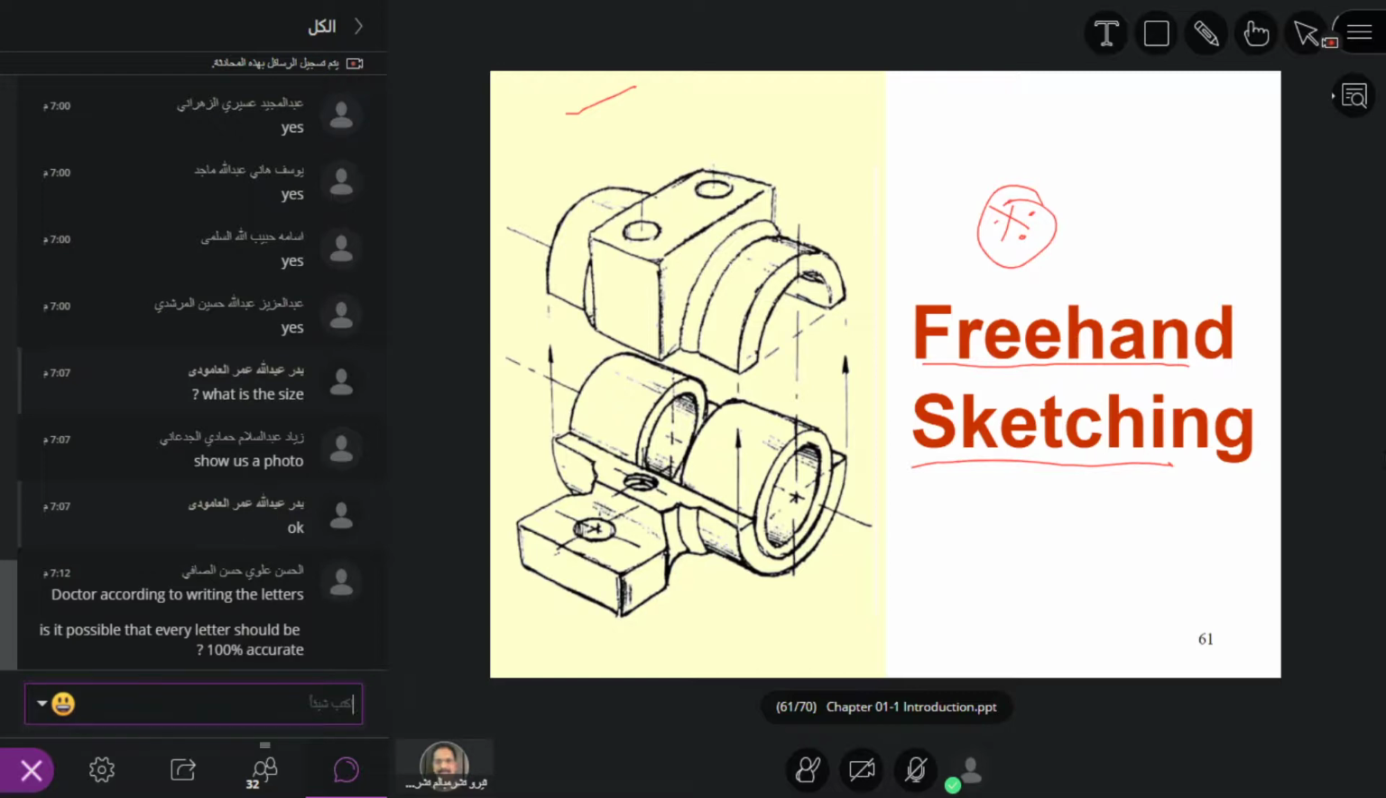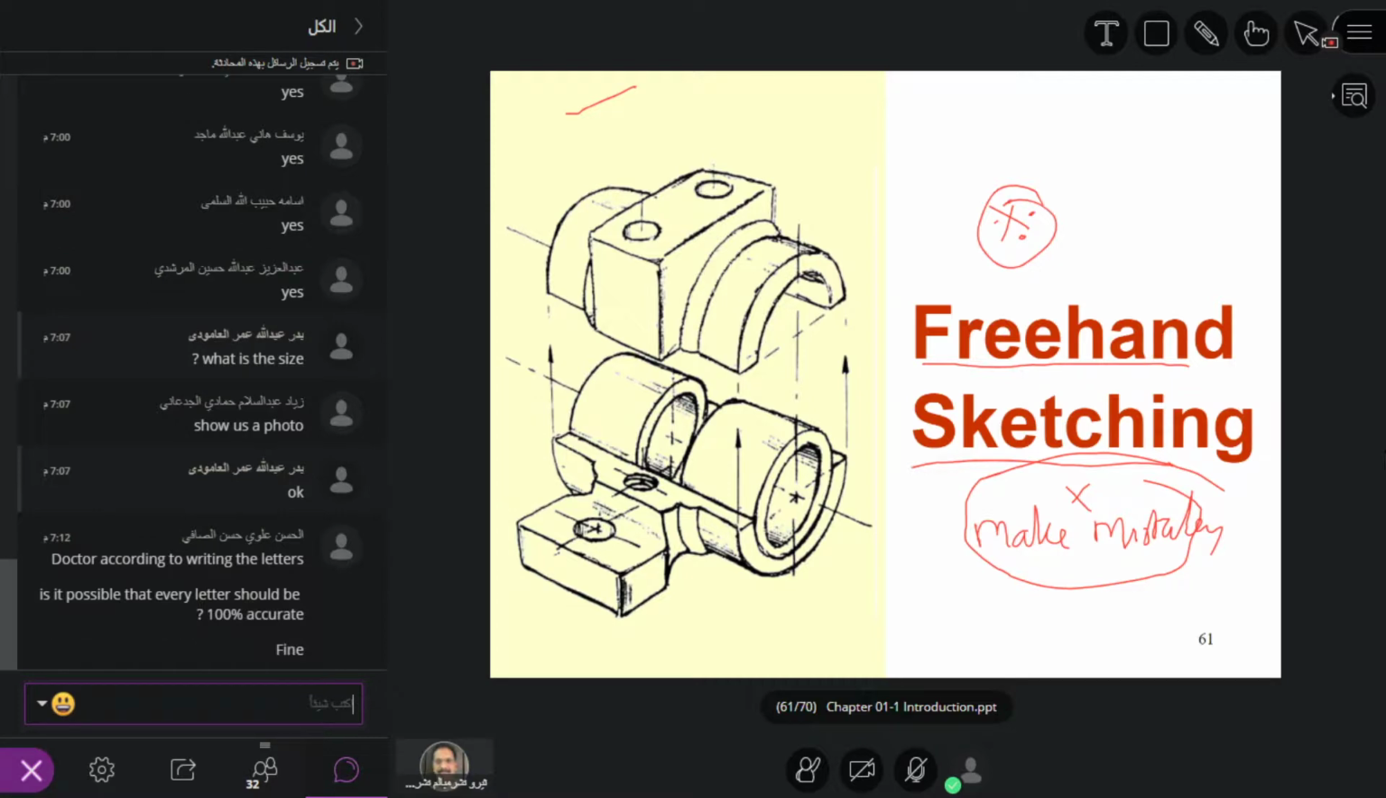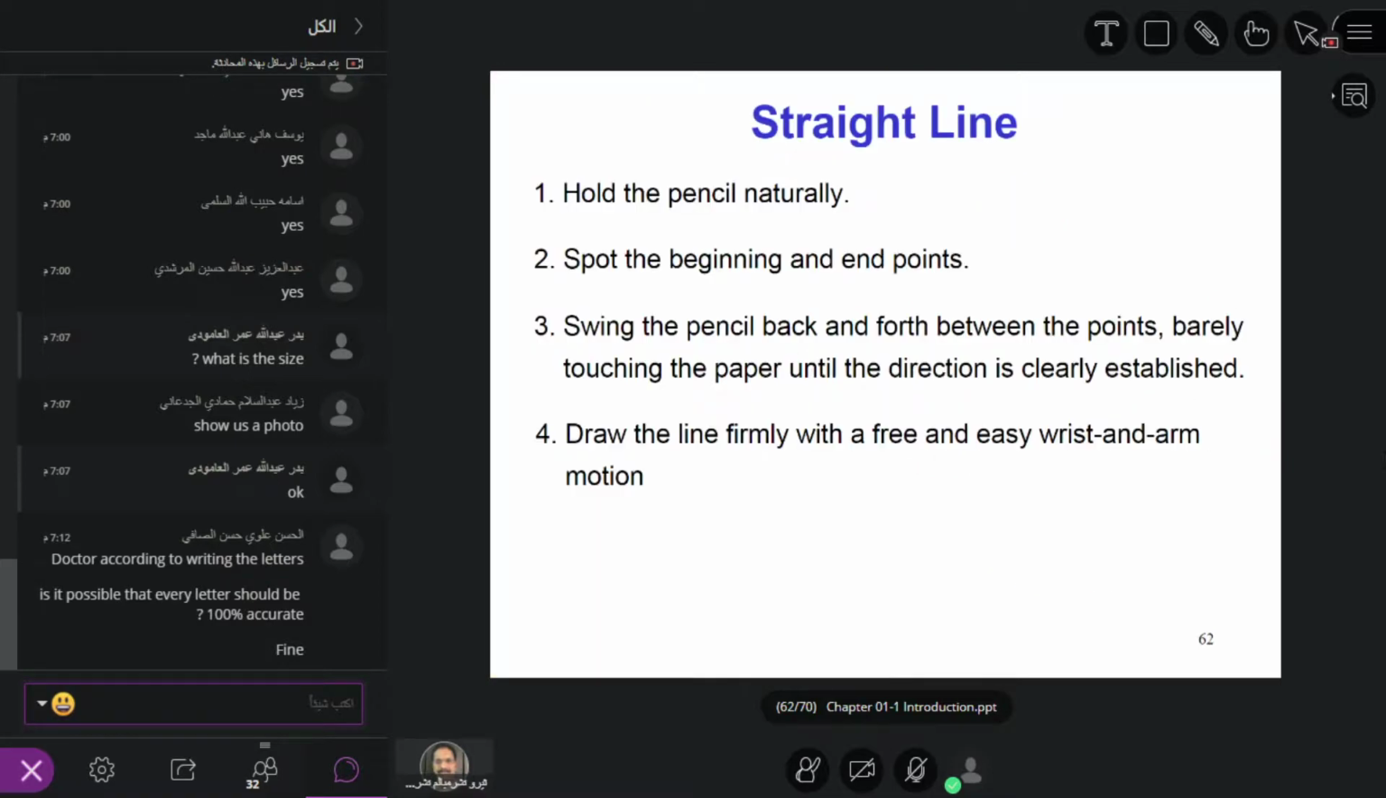Is it possible that every letter should be 100% accurate? No, absolutely not. Obviously not. But at least it should be neat, clean, legible. At least you should not make mistakes. Make sure that you don't make any big mistakes. Small mistakes I would normally agree, because since you are a student, I will not mind. All right. Good, cool. Now, freehand sketching is very easy.